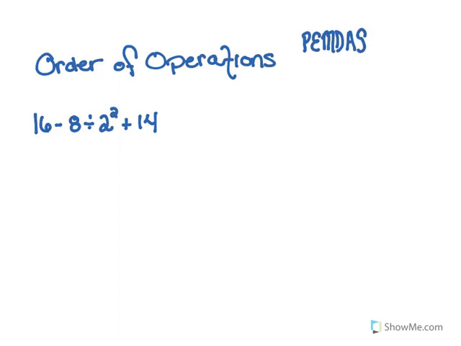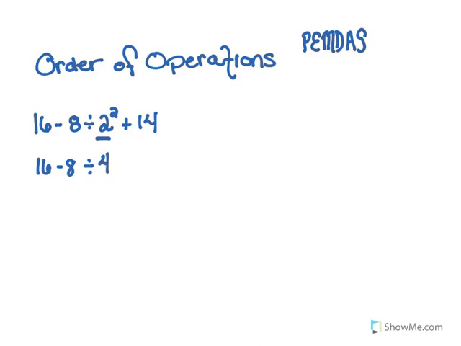So the first thing I'm going to do right here is I have no grouping symbols, so the next thing I'm going to do is look at my exponents, which is right here. So we're going to evaluate our powers. So that's equal to 16 minus 8 divided by 2 squared. It's not 2 times 2, it's 4. So, right, or, well, it's 2 times 2.